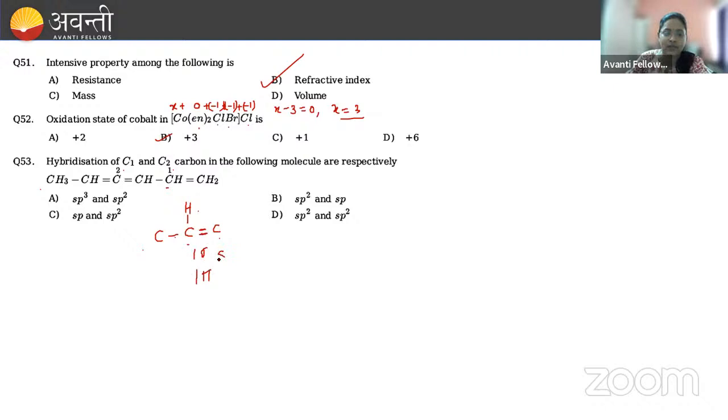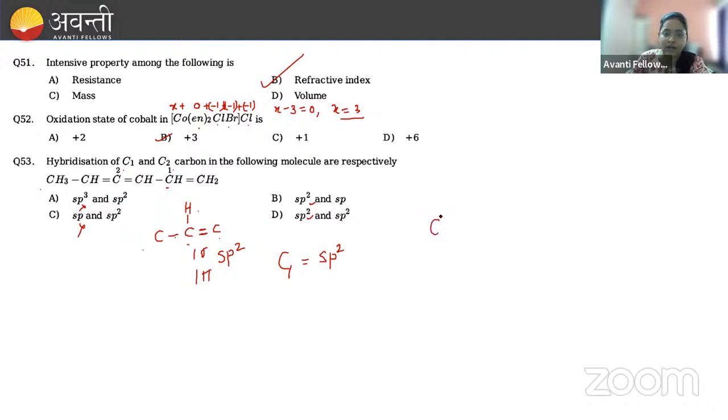So that's why this is sp2 hybridization. C1 carbon is sp2 hybridized. This option is not correct: this is sp2, this is sp2, and this is sp. This is again not correct. Let's find out for C2.